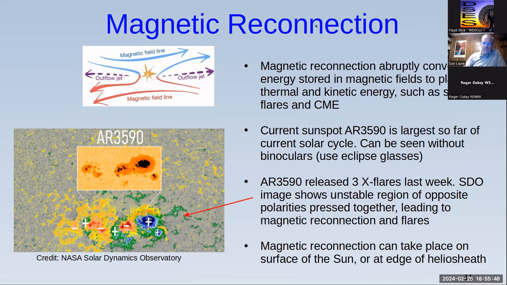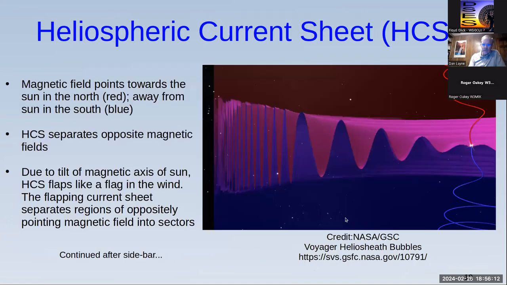Now, magnetic reconnection not only happens on the surface of the sun, it can also happen out at the edge of the heliosphere. And that's what we're going to talk about. So the big difference is magnetic reconnection on the sun releases a lot of power because there's very hot plasma there. It's very cold out at the far edge of the heliosheath, so it's different. So that's magnetic reconnection. I'm going to go backwards for a minute to this slide. So here's where we were.